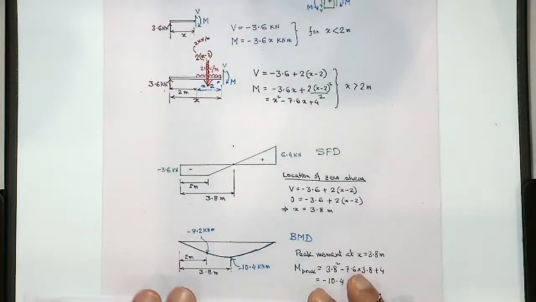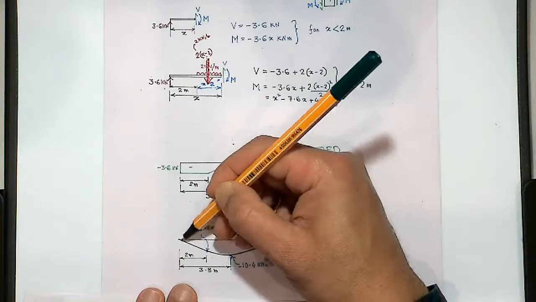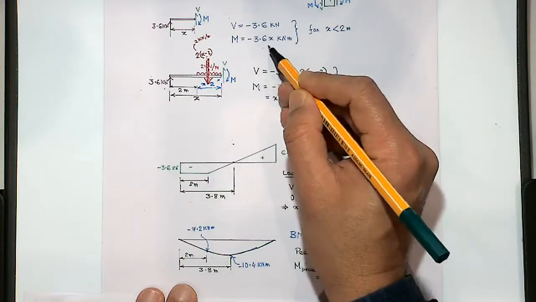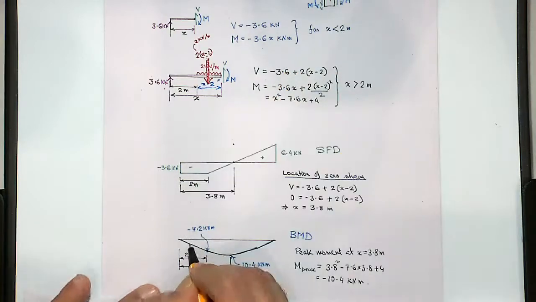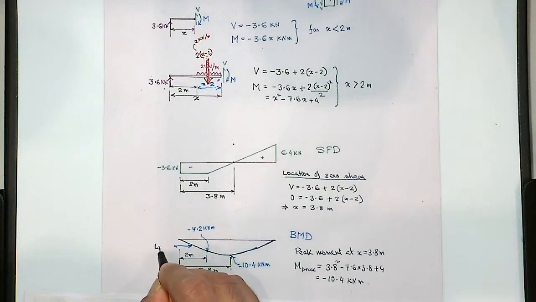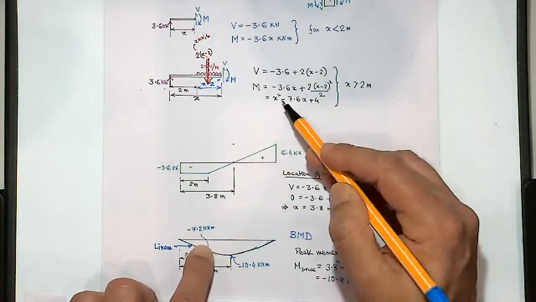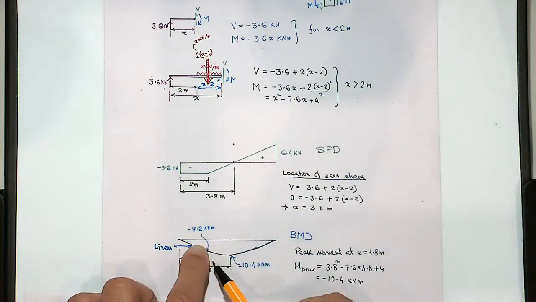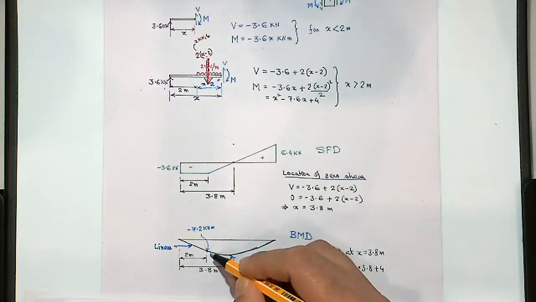So for the bending moment expression, if I draw it now, the first bit until x equal to 2 is a straight line, because it is 3.6 times x. So it increases as a straight line. This is linear. Next part, for x greater than 2, it will be this expression, x squared minus 7.6x plus 4. So put in a few values of x and then you'll get this curve.